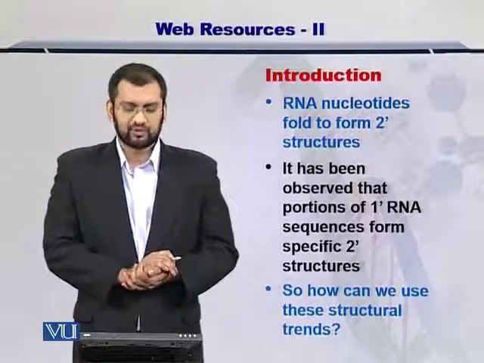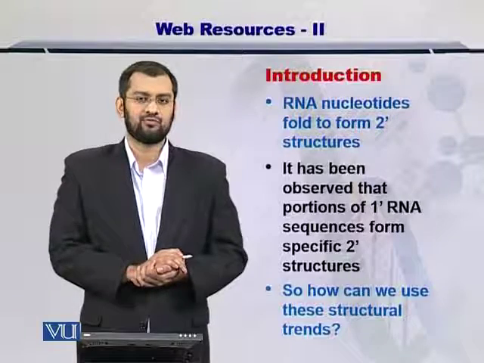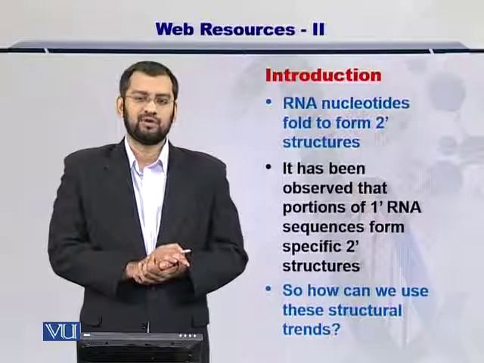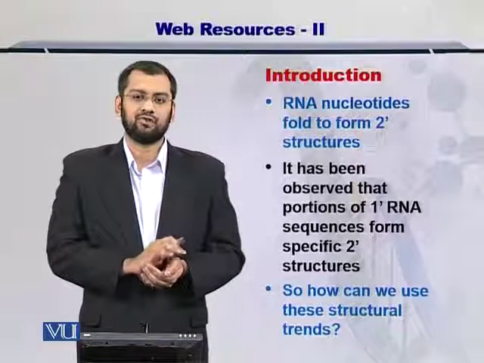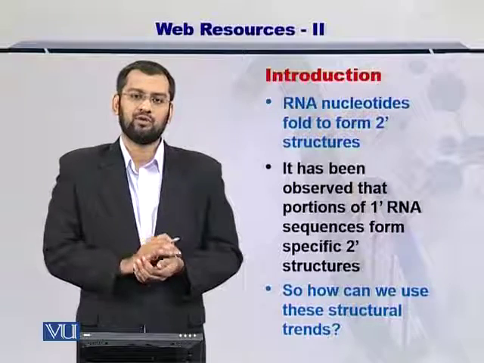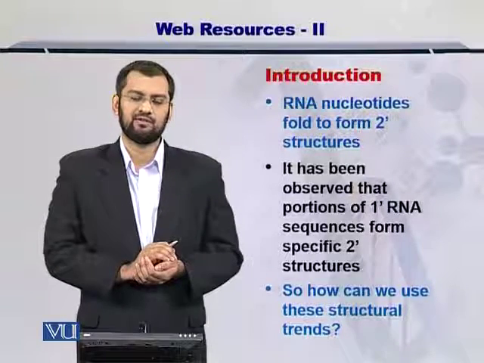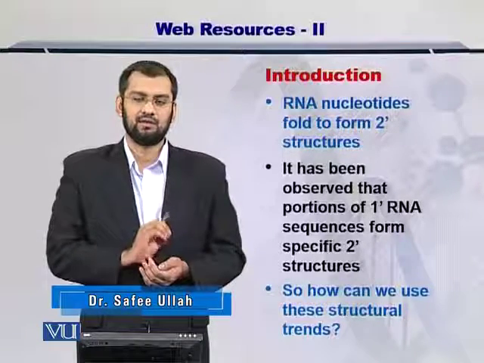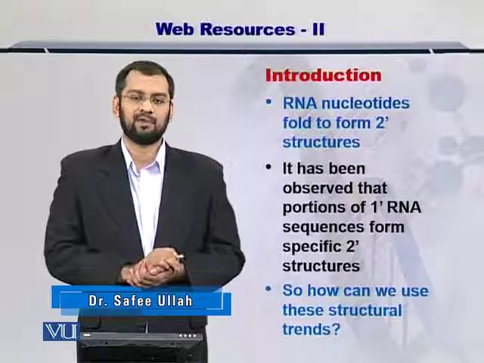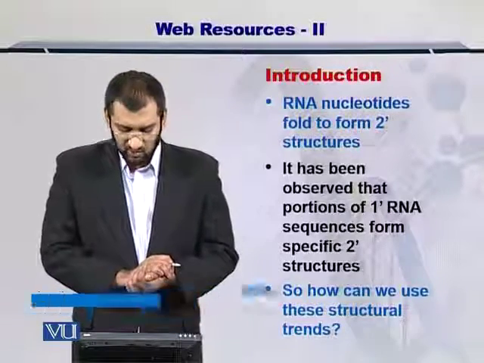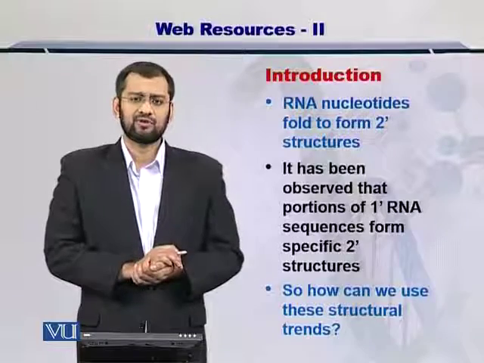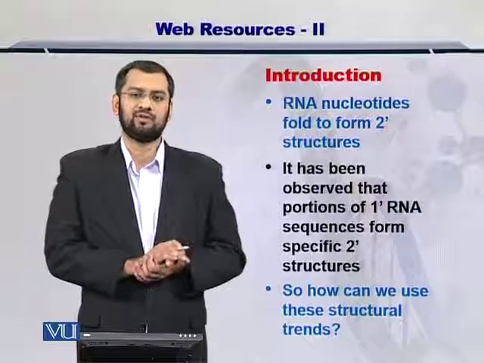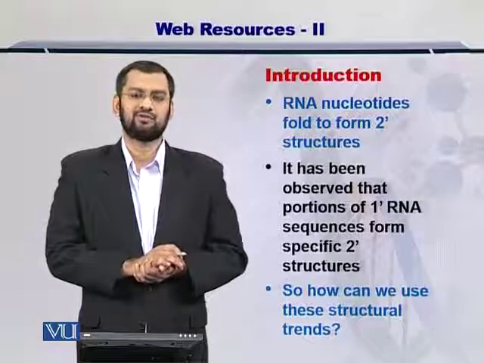You know that RNA nucleotides fold onto themselves to form the secondary structure. But in nature, people have observed that there are patterns of this folding behavior. If you know which patterns exist and which primary sequences give rise to these patterns, then this can be extremely helpful in predicting the secondary structure. Also, once you have these trends, you can form a database of these trends and refer to these databases while predicting the secondary structure.